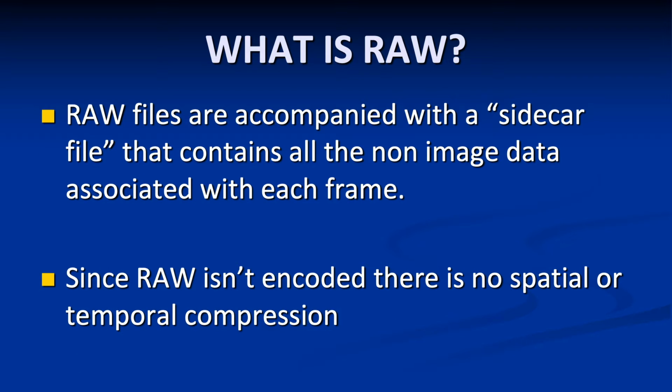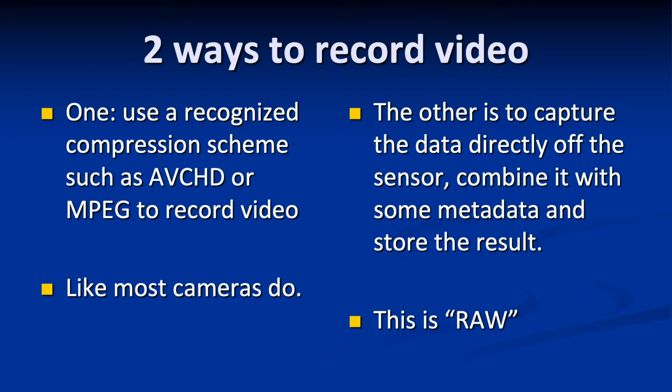RAW files are accompanied with a sidecar file which contains all the metadata, the time code, aperture, all the image data that came along with that video frame, but it's a separate file from the RAW. There are two files. They do travel together. Since RAW isn't encoded, there's no spatial or temporal compression along with RAW, because of course it is just that raw data.